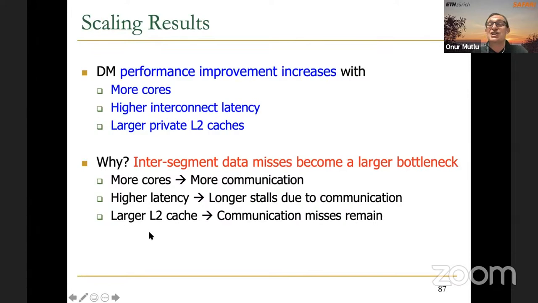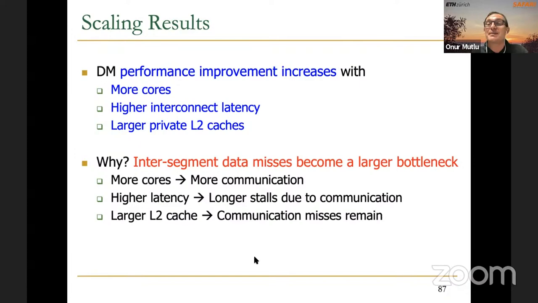And if you have a larger L2 cache, if you have larger caches, caches don't help these misses, because these are communication misses again. If the data is not communicated to you, you're not going to be able to cache it, regardless of however big your cache is, right? Because the data is updated by some other segment, and you have to wait for that update to happen. That's why these misses are actually quite special, and they need to be handled differently. And this is one important way of handling them differently.